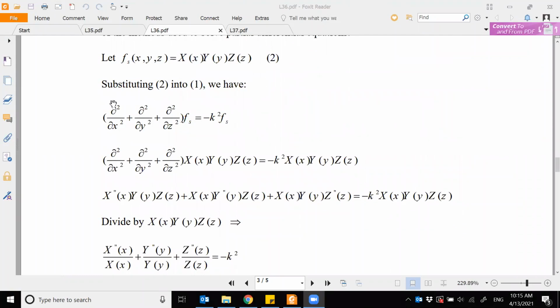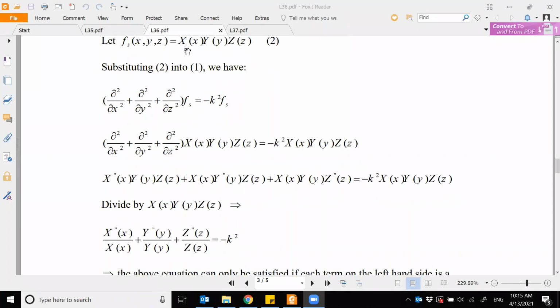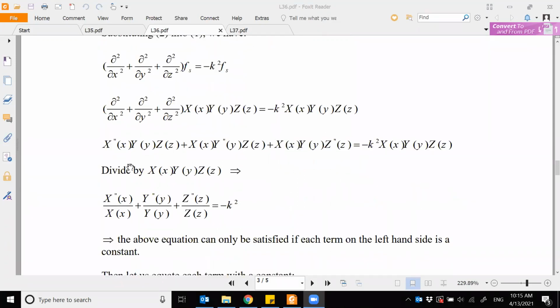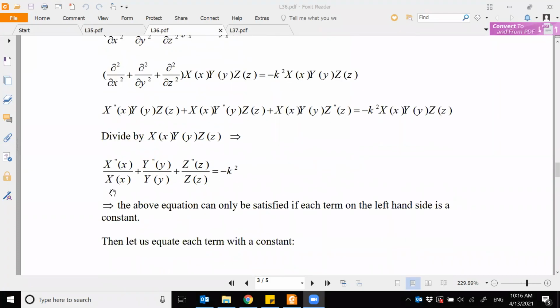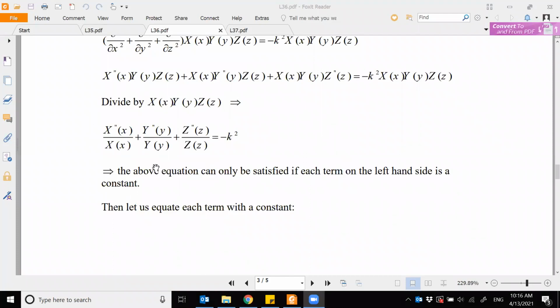So here, this is del square Fs is equal to minus k square Fs. Now in place of Fs, I am substituting X of x, Y of y, and Z of z. And then I'm doing some simplification. I'm dividing by X of x, Y of y, and Z of z. I am getting this as the answer, which is X double dash of x over X plus Y double dash of y over Y plus Z double dash of z over Z is equal to minus k square.